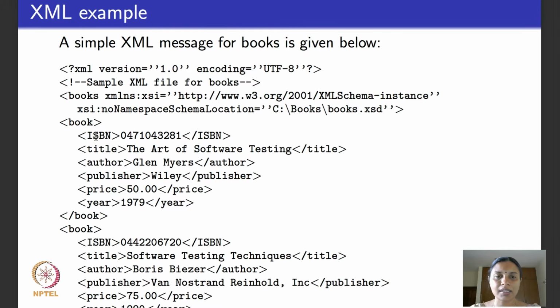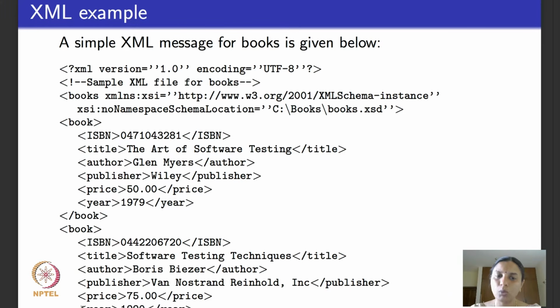And the syntax is fairly clear, right? So the opening tag looks like this within angular brackets. After the text that comes inside the opening tag, there is a corresponding closing tag, which is the same as the opening tag, has angular brackets, and in addition has a /. So each book tag has ISBN number, title, author, publisher, price, and year. So this describes one book, with this number, title Art of Software Testing, author Glenn Myers, publisher Wiley, price is $50, let's say. Year of publication is 1979.